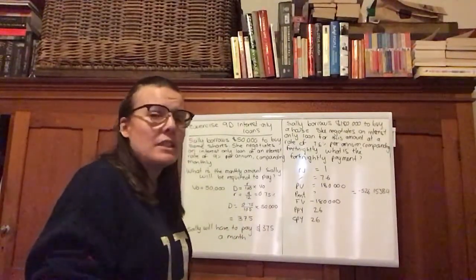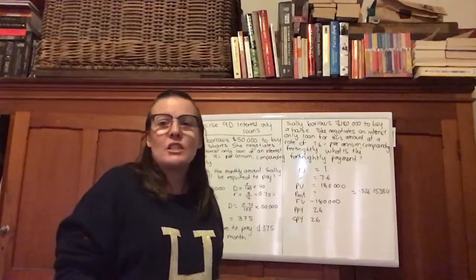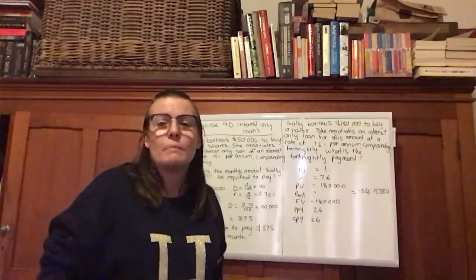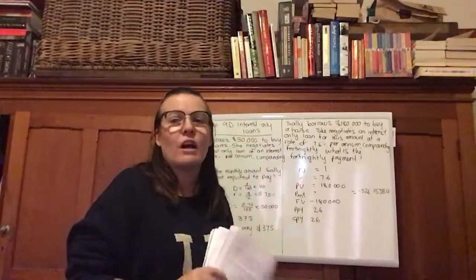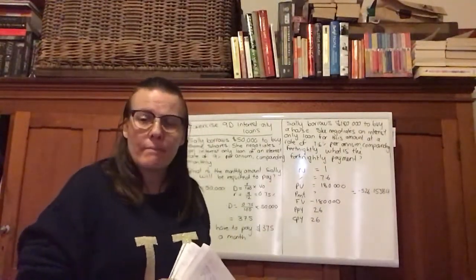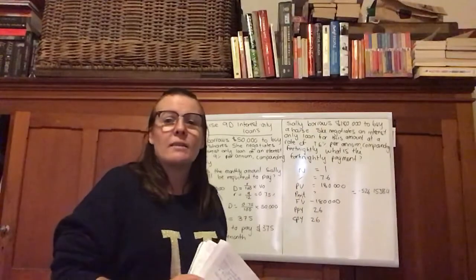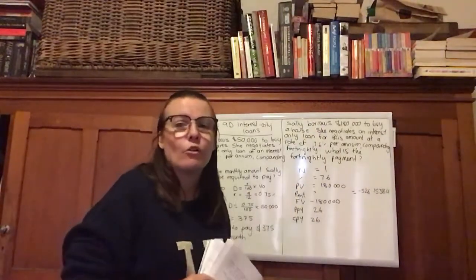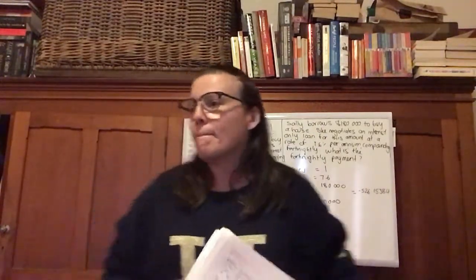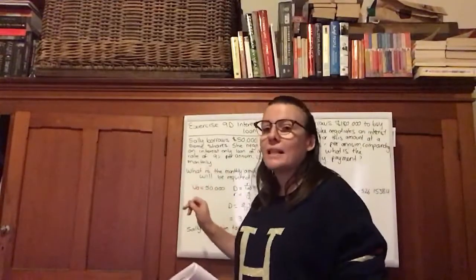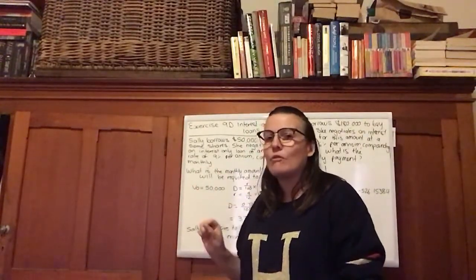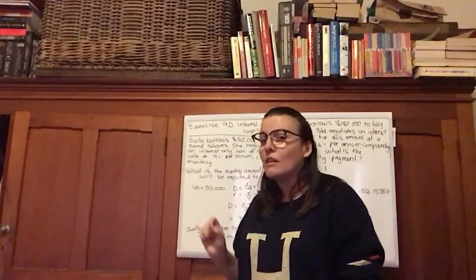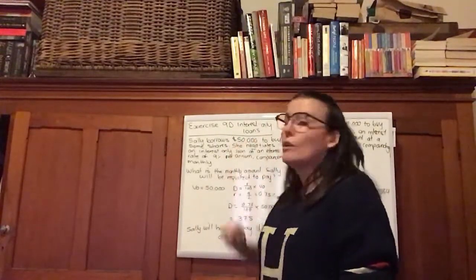Now, after 10 months, how much does Sally still owe? So she's paid her $375, $375, $375, 10 times. We got to the end of the 10 months. How much does she still owe on the loan? Now remember what I said, she's only paying the interest off. She hasn't paid any of the loan off. She still owes that full $50,000.